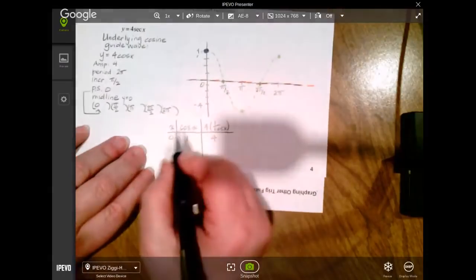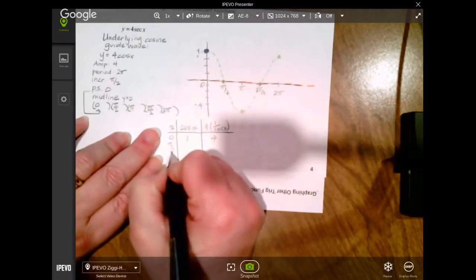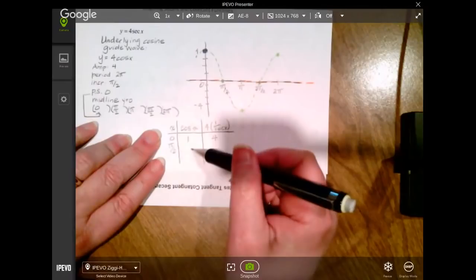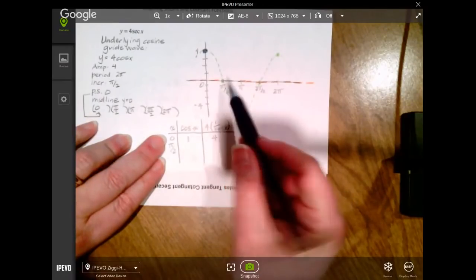All right, well, what about at pi over 2? Let's put pi over 2 here. So what's the cosine of pi over 2? Well, the cosine of pi over 2 is 0.